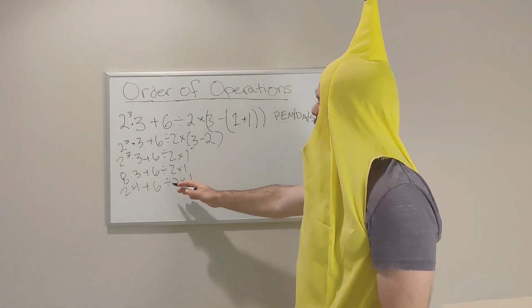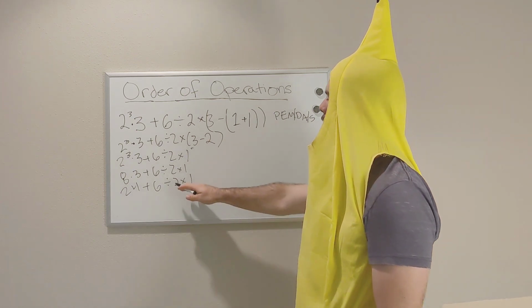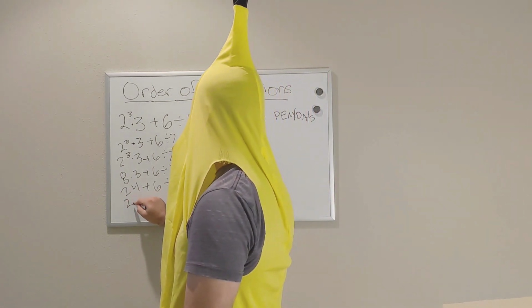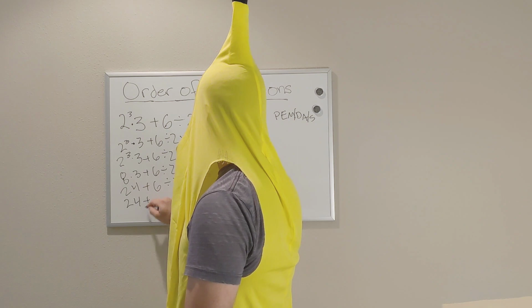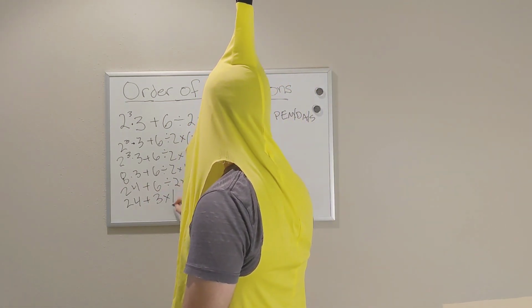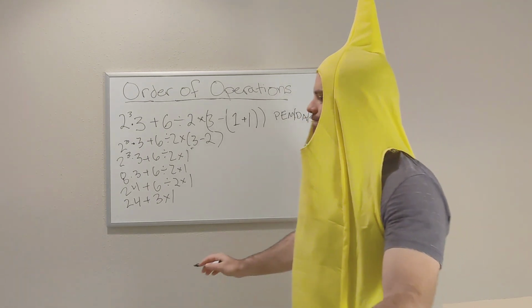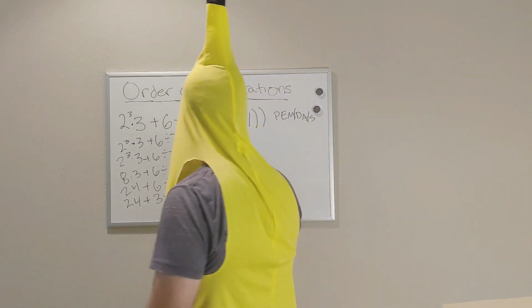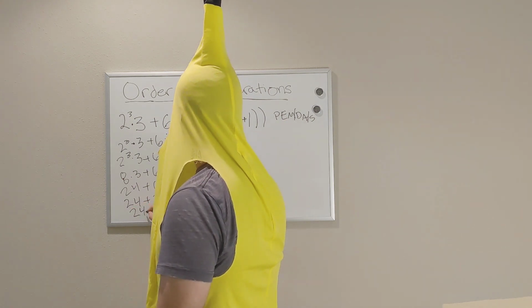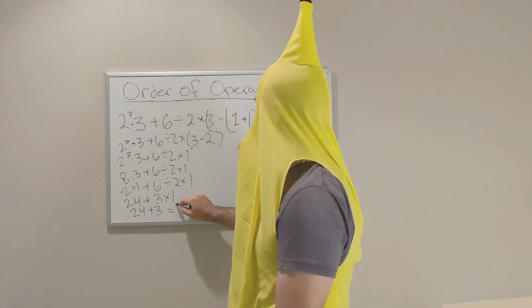The next leftmost division in this case is 6 divided by 2, so we're going to go there next. We get 24 plus 6 divided by 2 is 3, 3 times 1. The final multiplication is 3 times 1. That's just 3. So we get 24 plus 3, and our final answer is 27.